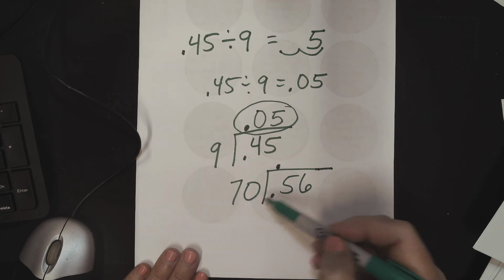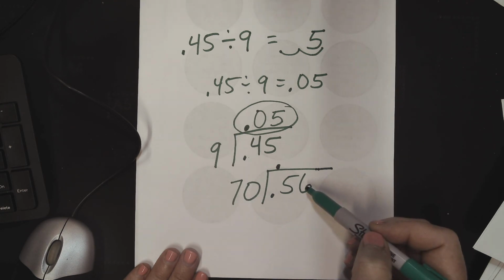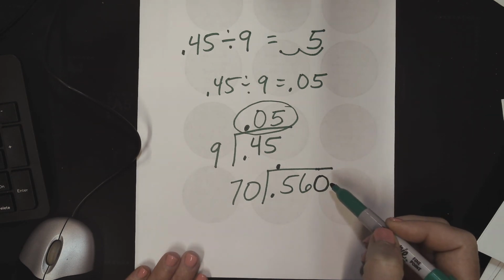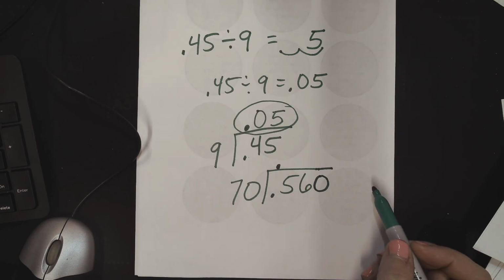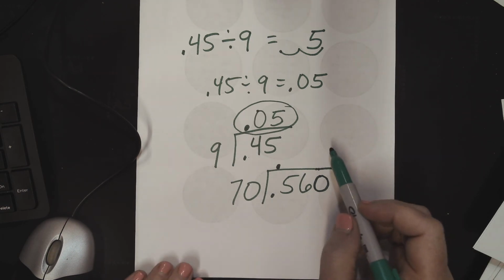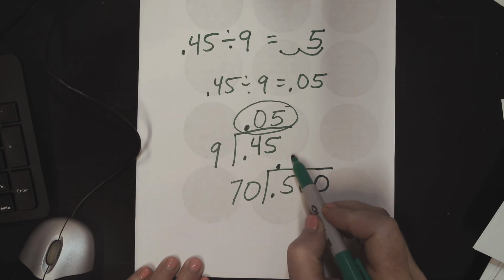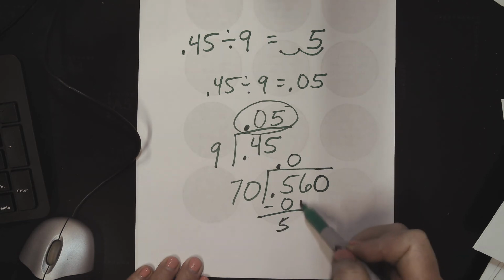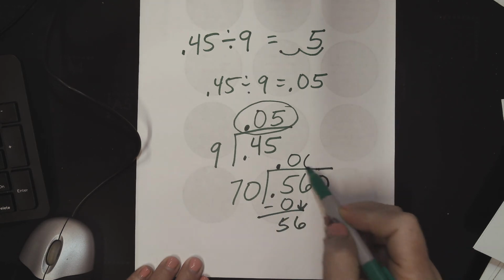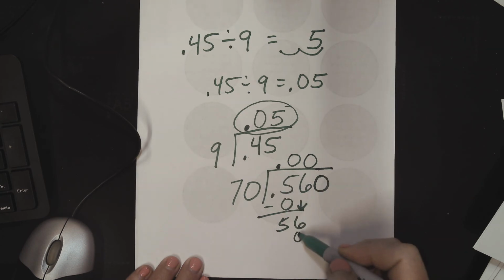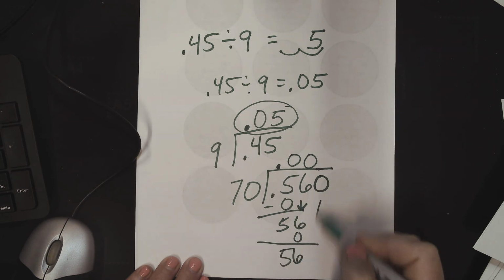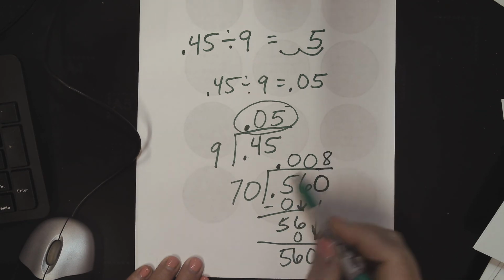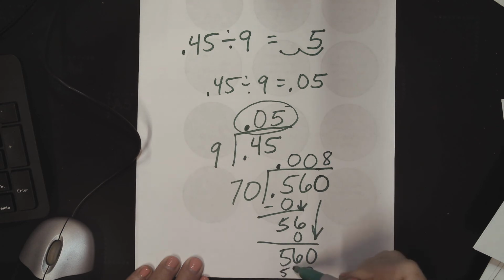Can 70 go into 56? No. Do I need another 0? Okay. Now what? So I can do it this long way to show you. 0 times 70 is 0. Bring down the 6. 70 goes in 56, 0. 0 times 70 is 0. Subtract 56, bring down the next 0. 70 goes in 560. 8 times 0 is 0. 8 times 7 is 56.